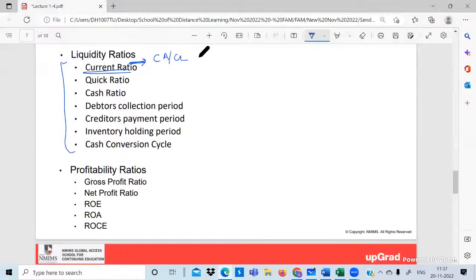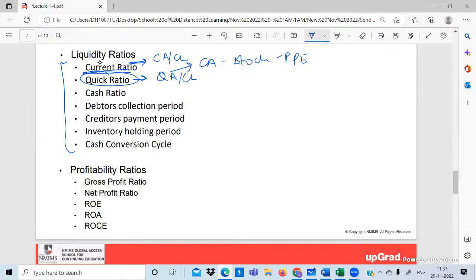Okay, then let's look at the next ratio, which is the quick ratio. How do you calculate it? Quick ratio is nothing but quick assets upon current liabilities. And quick asset is nothing but current asset minus stock minus prepaid expense. So current asset minus stock minus prepaid expense is your quick asset, and you divide it by current liabilities.